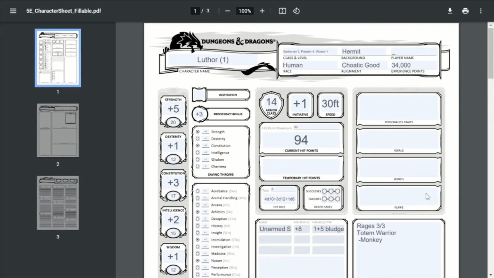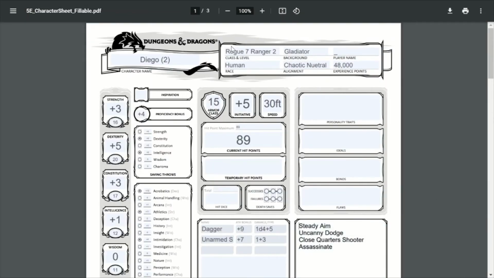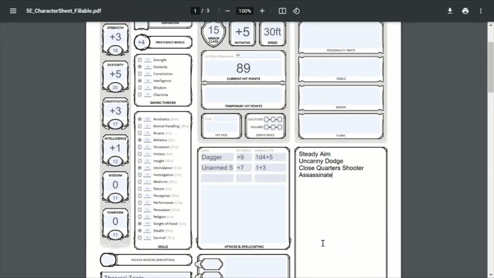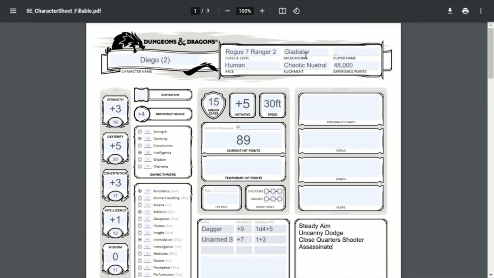So I'll be right back. Okay, so I've written everything down for Diego. The lowest I could do it was Rogue 7 and Ranger 2 for all these abilities, which I will get to later. But I put Gladiator as the background because he was kind of doing a boxing thing early Season 1 before he quit or whatever. He was like practicing boxing. You get the point. I just think that Gladiator fit him pretty well.